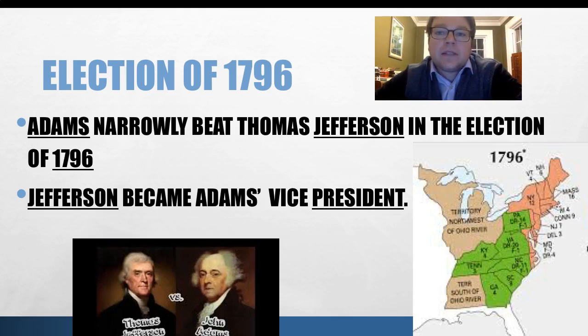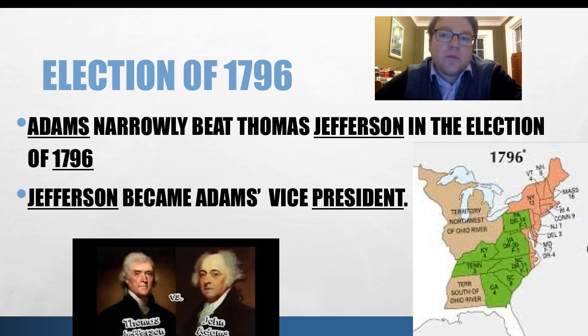Yes, the Constitution made a plan for the president, but it never really made a plan for the vice president. So in the election of 1796, Jefferson became John Adams' vice president. So this is a little bit odd because you have two different political parties. One is the president, one is the vice president.